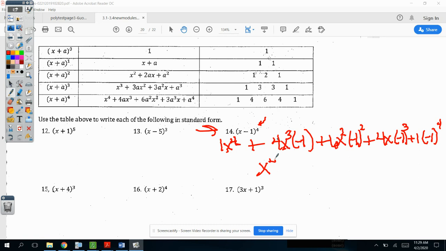It's x to the 4th minus 4x to the 3rd. This will be a plus. So plus 6x squared minus 4x and then a plus 1. Okay. And 17.